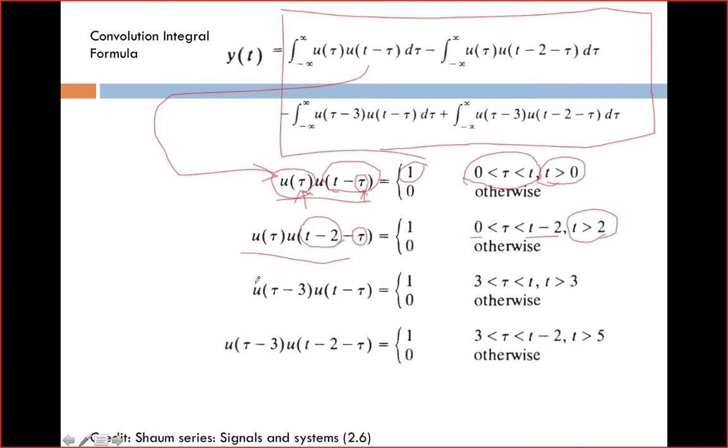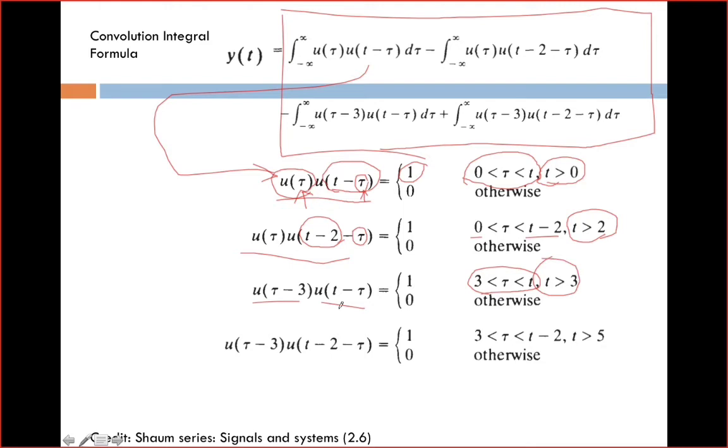Similarly, next one, u of tau minus 3 and u of t minus tau. In the previous case you had only u of tau, but here it is u of tau minus 3, hence tau is equal to 3. Because of that, the signal starts from 3 to t, and when you are substituting tau here, you will get t is equal to 3. Hence t is greater than 3.